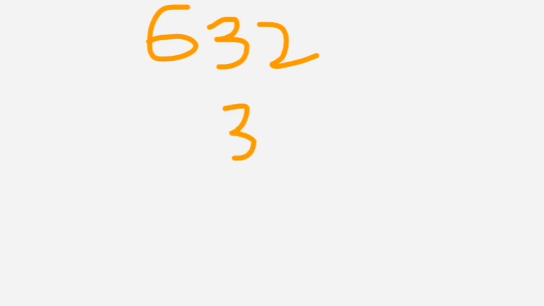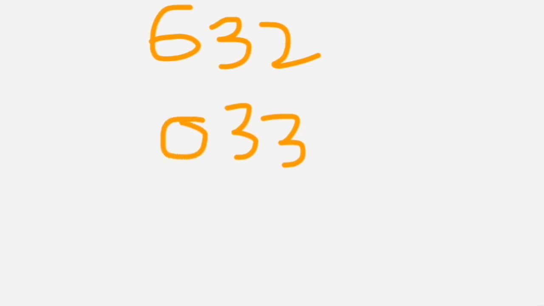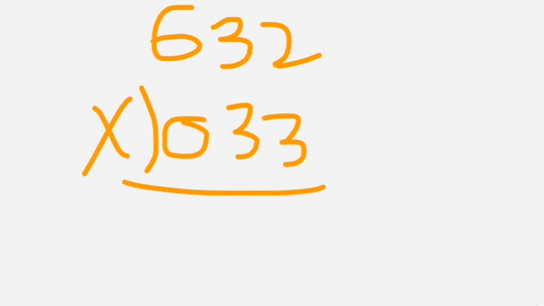So if you have 632, a 3-digit number, friends, and want to multiply it with a 2-digit number, let's take 33. If you want to multiply a 3-digit number by a 2-digit number, just add 0 here. Adding 0 before 33, the value of 33 does not change, right? Just apply the same procedure we did previously, friends. The required result will be obtained easily.